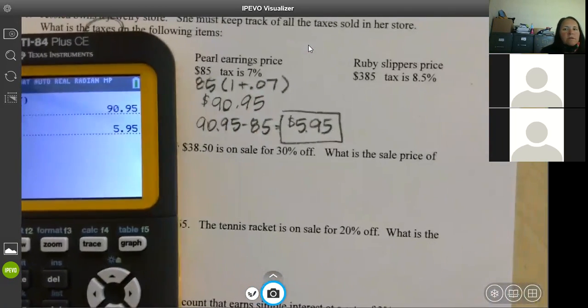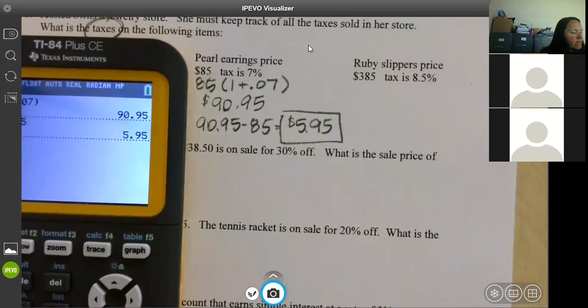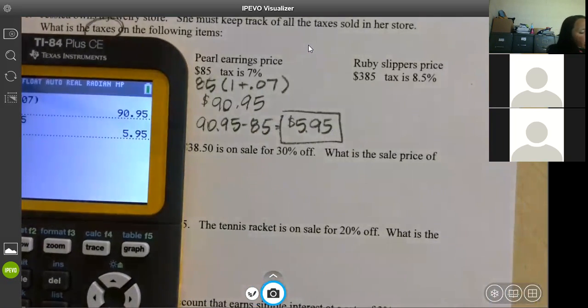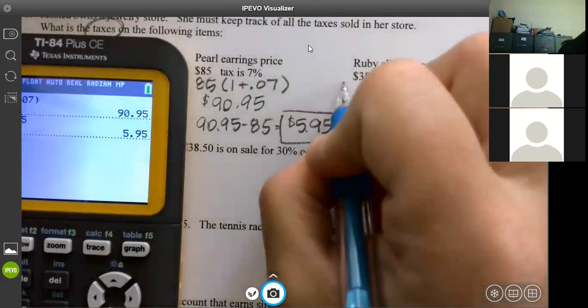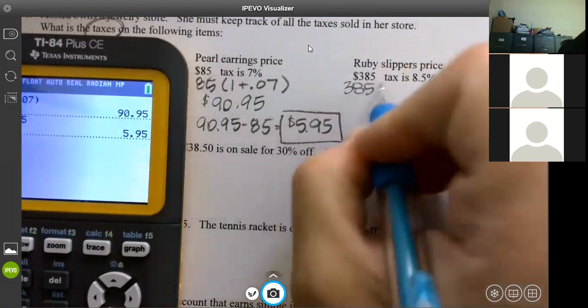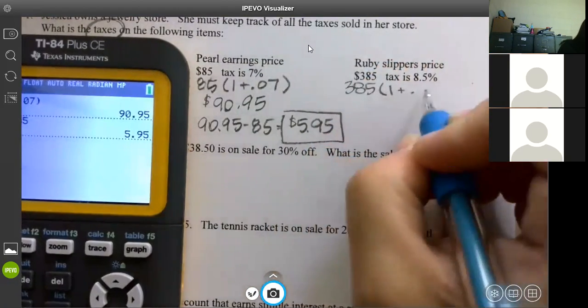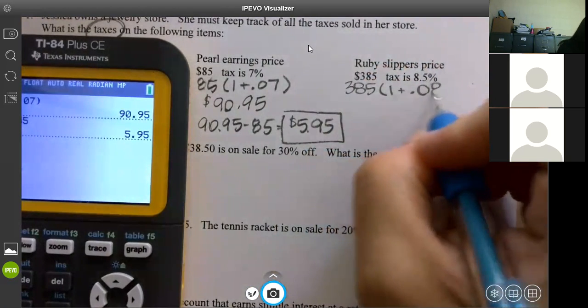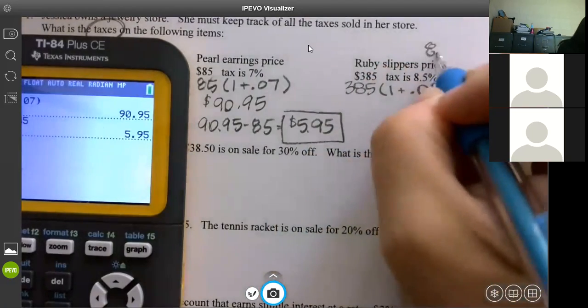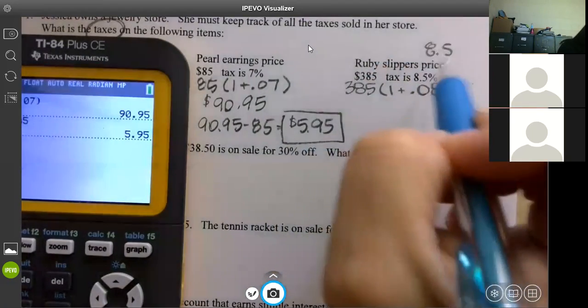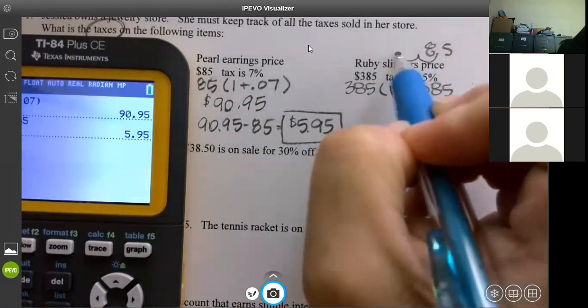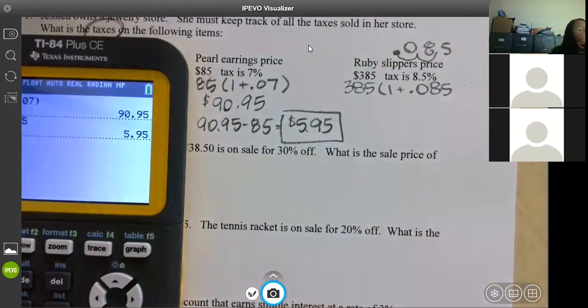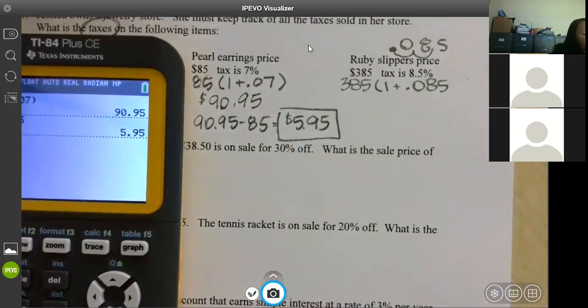Ruby slippers are $385. Tax is 8.5%. So what is the tax? How much should I have to pay? How do I do this? Make sure you put your 0 on the other side. 0.085. Again, for those of you that are struggling, if it's a percent, move the decimal 2 places and fill in anything with a 0. Be careful of those.